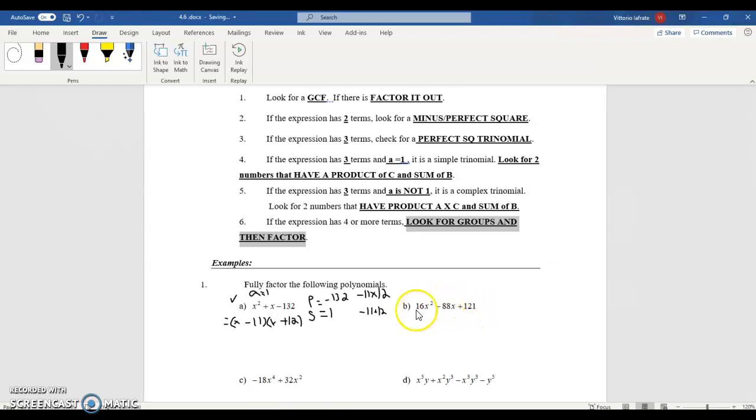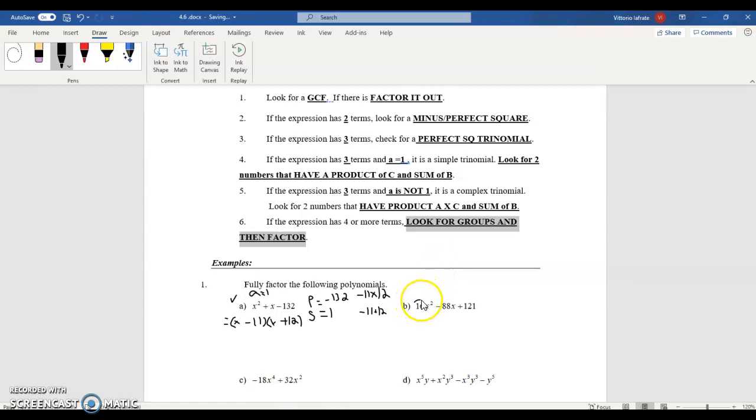Example B, when I have all these big numbers here, I like to see if there's a common factor I can take out. And right now it doesn't look like there's a common factor. I'm just looking at 16 and 121. It doesn't look like there's a greatest common factor, whole number that I can take out of this. So that makes things a little bit difficult. Because I have 3 terms, I'm going to check to see if I have a perfect square trinomial. That might save me some time.